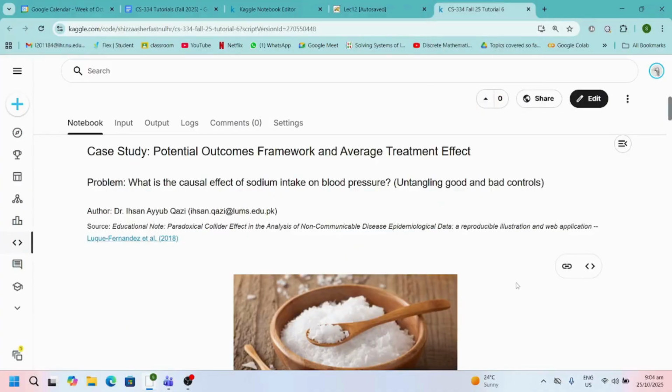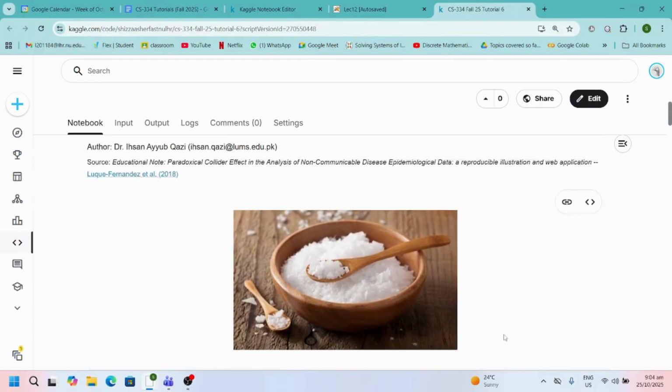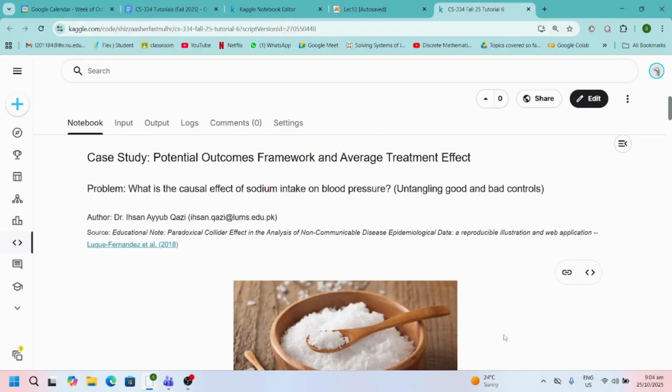So this is a case study borrowed from Dr. Hassan's offering. What are we looking at? A paradoxical collider effect. We will come to the collider effect later. I will help you all recall what that is.